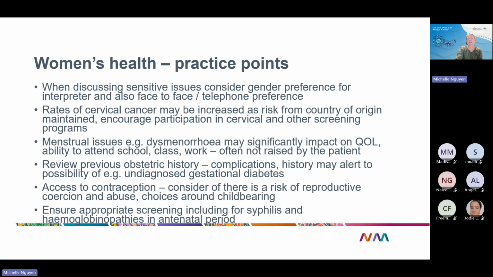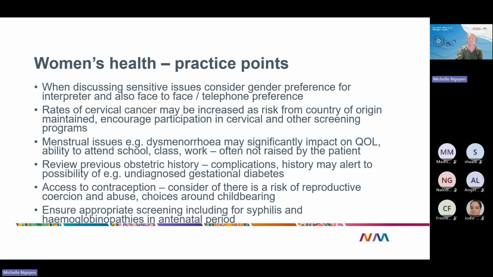Remembering that rates of cervical cancer may be increased as the risk from country of origin is maintained, and encouraging participation in screening programs. Already mentioned menstrual issues. We find that dysmenorrhea can have a really significant impact on quality of life, ability to attend school, English classes, etc., and often not raised by patients. So worth exploring that.